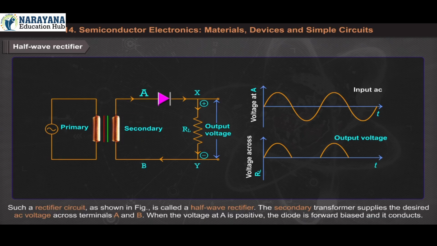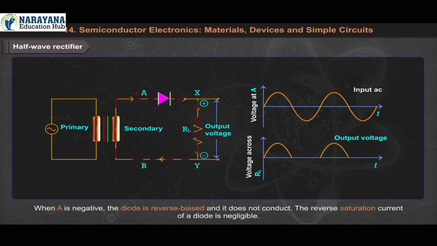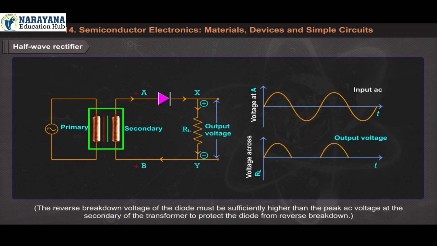When the voltage at A is positive, the diode is forward biased and it conducts. When A is negative, the diode is reverse biased and it does not conduct. The reverse saturation current of a diode is negligible. The reverse breakdown voltage of the diode must be sufficiently higher than the peak AC voltage at the secondary of the transformer to protect the diode from reverse breakdown.